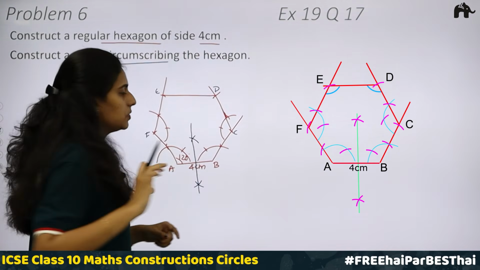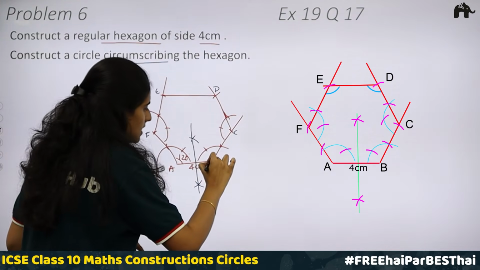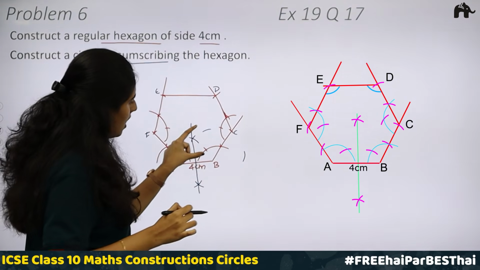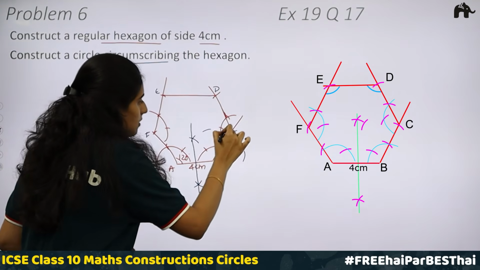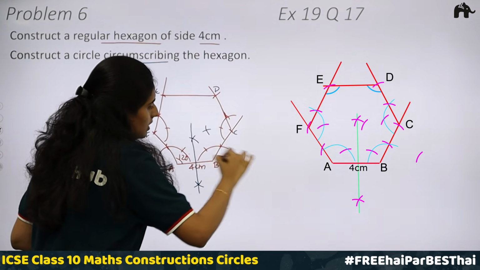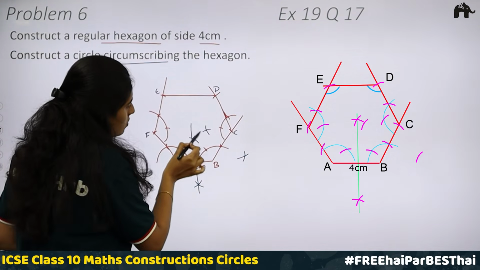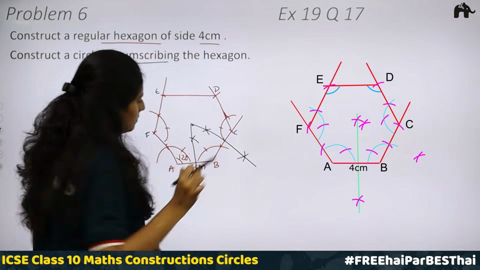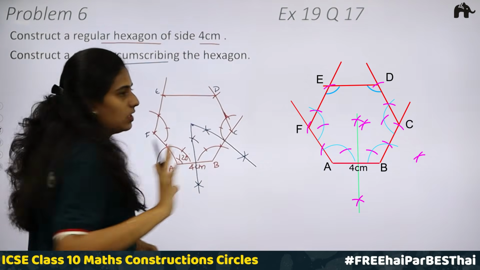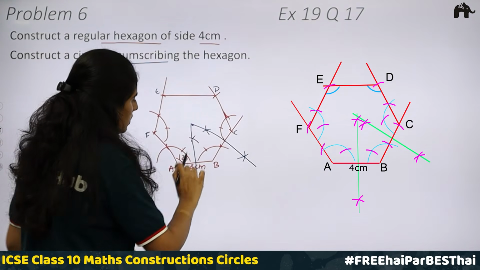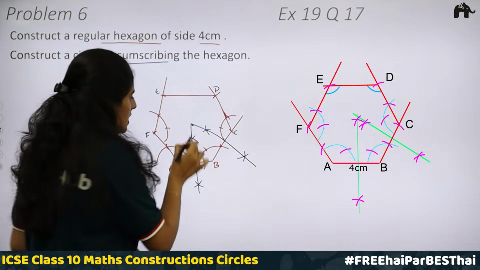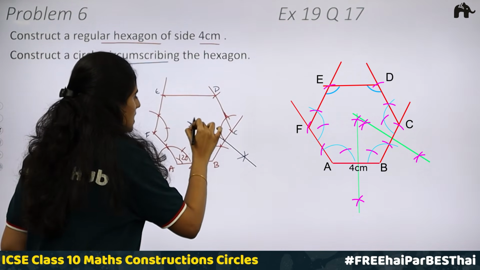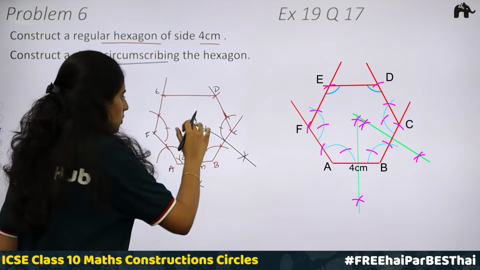Now for BC we are going to draw the perpendicular bisector. As B as center, we will take the same measure, draw 2 arcs up and down. Okay, with C as center, draw 2 other arcs. Okay, now join these. So this is the perpendicular bisector of BC. Now these 2 perpendicular bisectors are meeting at a point. Take this point as the center of circle, center O.